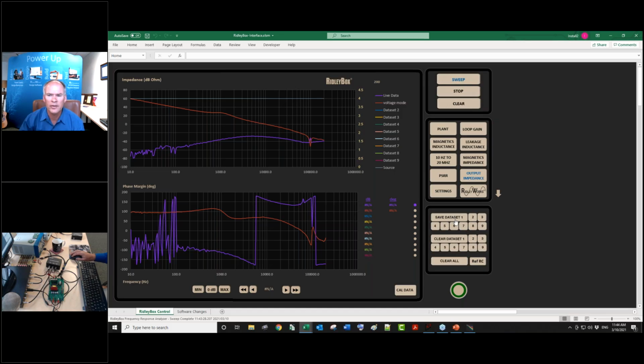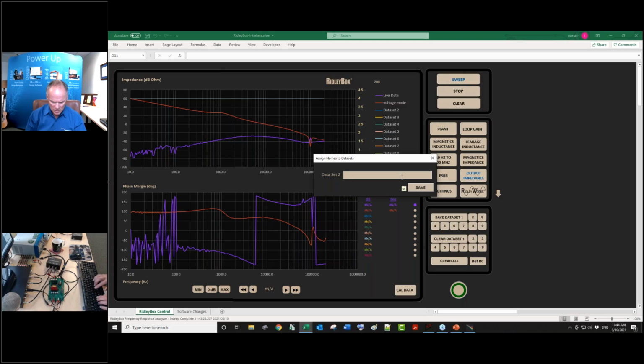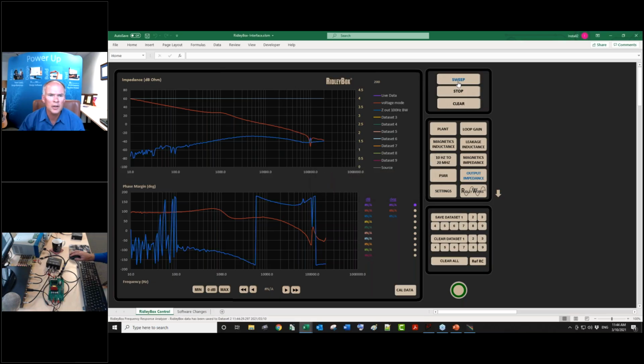So let's save data set 2. And this is Z out, 100 hertz bandwidth. And sweep it again. Sweep initiated. And by the way, you'll notice something that we're doing here, which you'll find really useful, is that all the data from the Ridley box just flows into Excel. So you don't need to save a file, put it on a memory stick, any of that stuff. It's just flowing right into your design environment. And Excel's getting pretty popular these days.